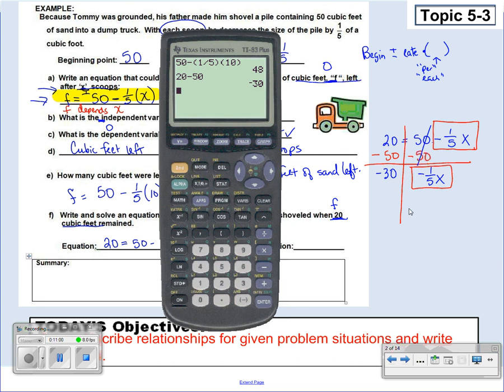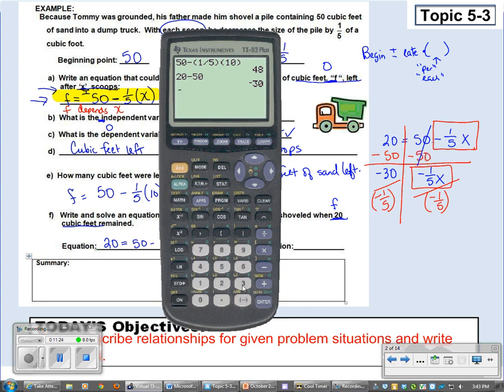The last step says to do the opposite of the coefficient in the box. Our coefficient is a negative 1/5. It is being multiplied by x. So the opposite will be divide by. So we're going to divide by the number that's in the box. The number that's in the box is a negative 1/5. I'll put that in parentheses, negative 1/5.